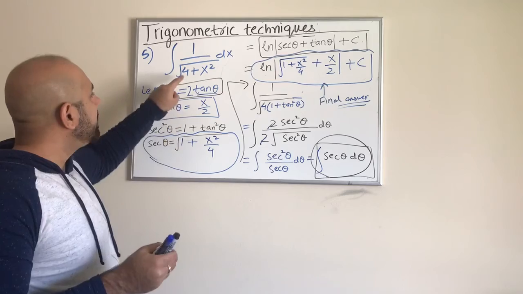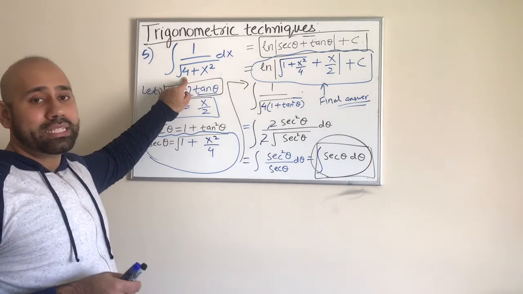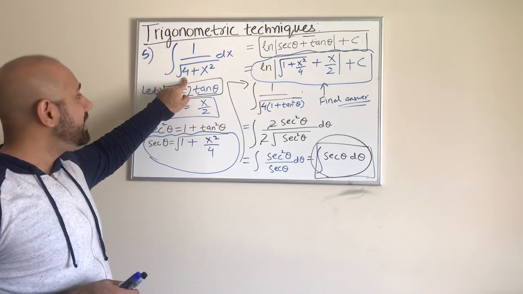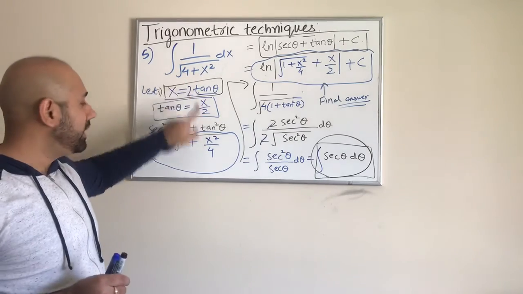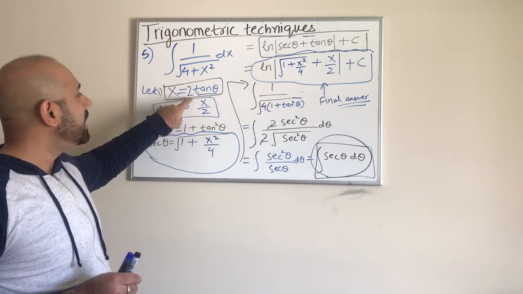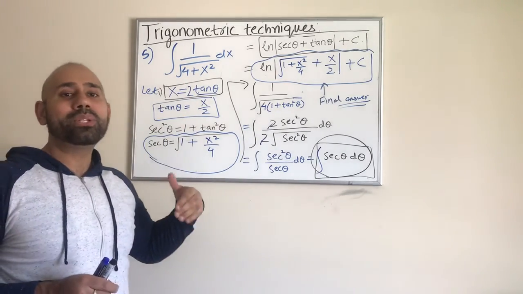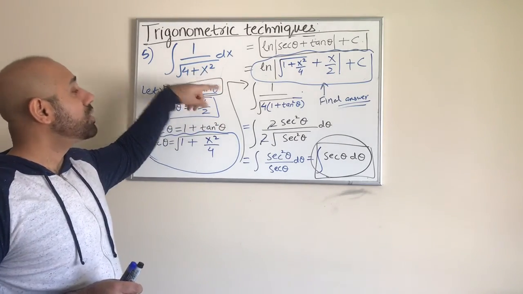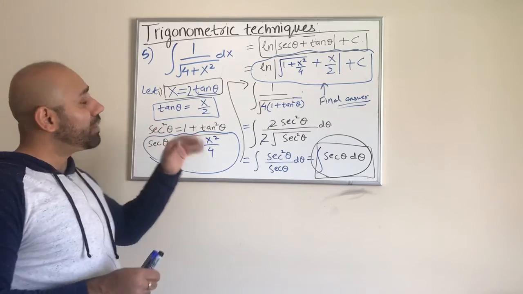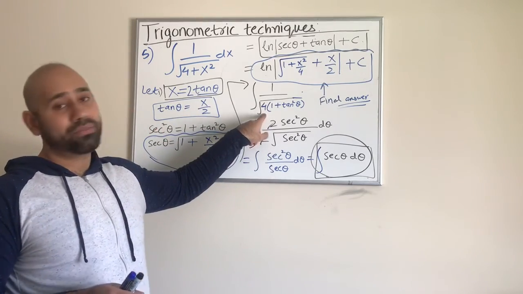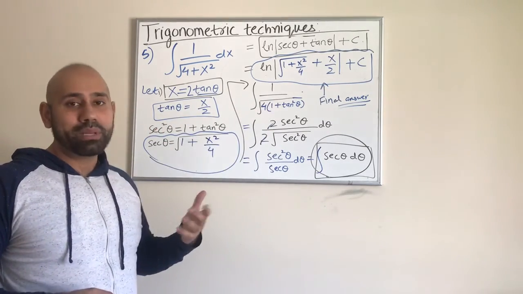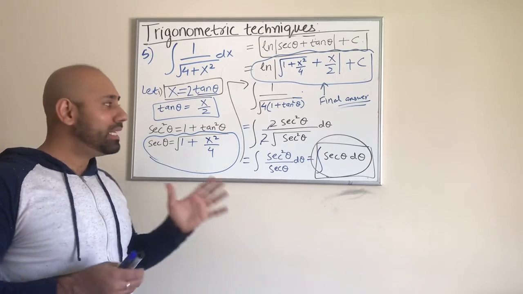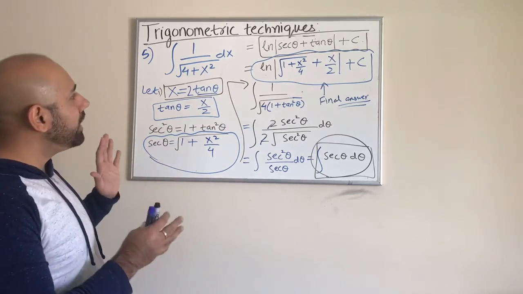So for example, instead of 4, let us say we have a 16 here. If I have a 16 and I know I want to get a 1 finally, then I should not be using x equals 2. I should be using x equals 4 tangent theta, because then I will be able to get 4 squared is 16, and then I can take out 16 as a common factor instead of 4, and I will get 1 plus tangent square theta.